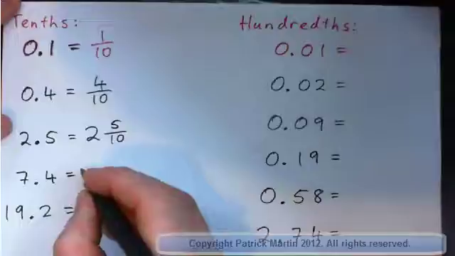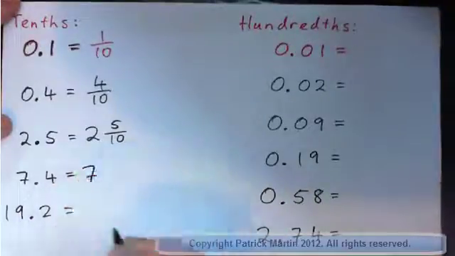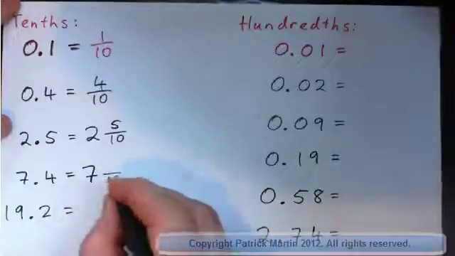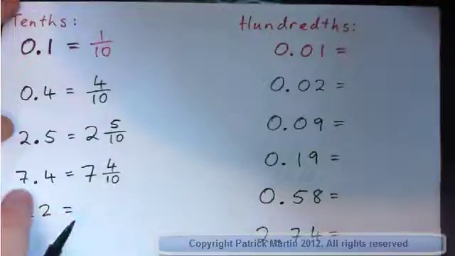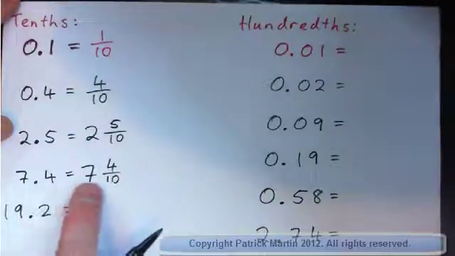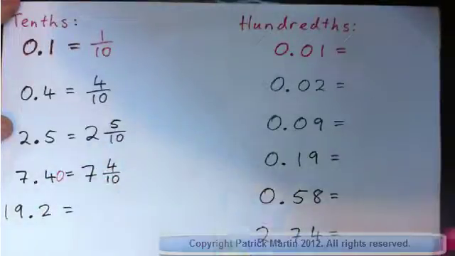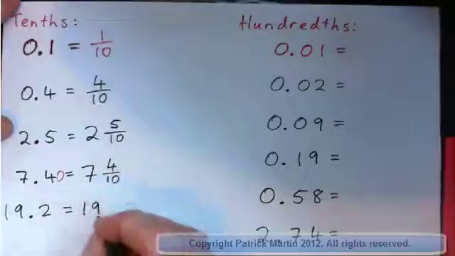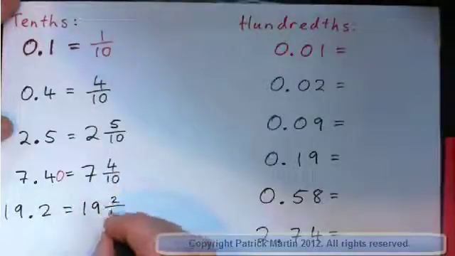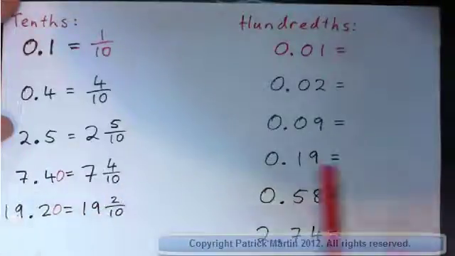Okay. So this one here, 7.4, can you write that out? It's 7 and how many tenths? 4/10, right? So 7.4 is 7 and 4/10. Or you could say $7.4 is $7.40, isn't it? It's the same thing as 740 in money, right? So what's $19.2? $19 and 2 dimes, 2/10, right? Or you could say, well, it's like $19.20. Okay.